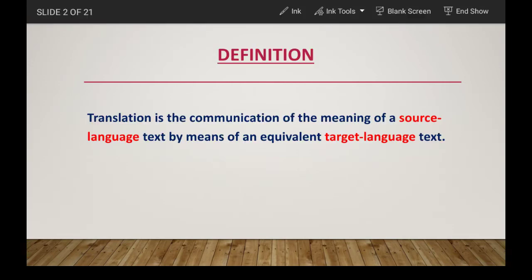Translation is the communication of the meaning of a source language text by means of an equivalent target language text. So in case of a translation, we need a source text, from which the work will be translated, and the text into which the source text will be translated is called the target text or the target language text.